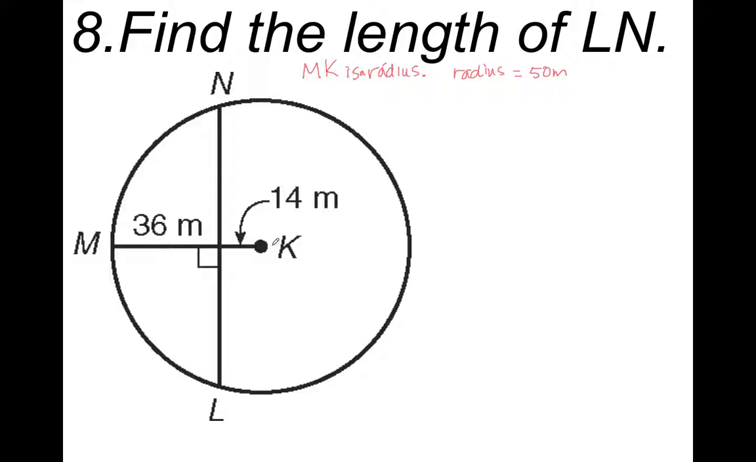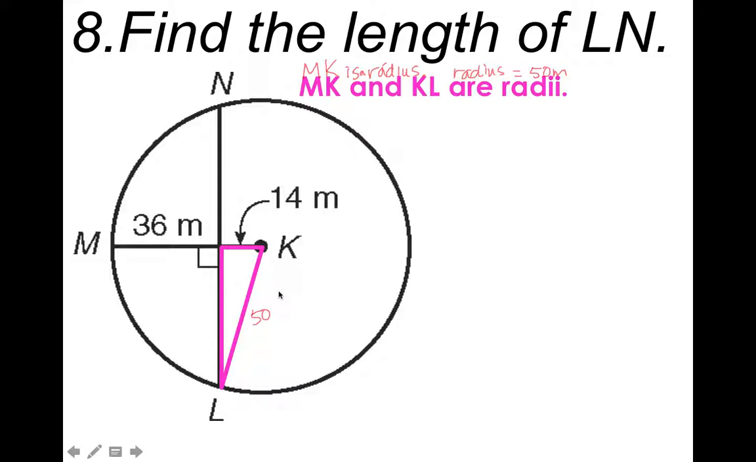Well, we said that if a radius or diameter creates a perpendicular with a chord, it also bisects the chord. In this particular case, if this little part right here is 14, and we just said that 36 plus 14 is 50, which represents my radius, that means that even if I drew a line from K to L, that would be 50.